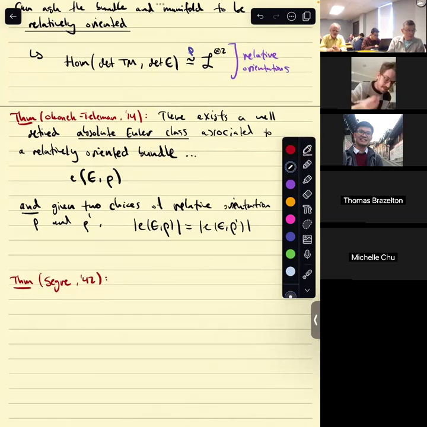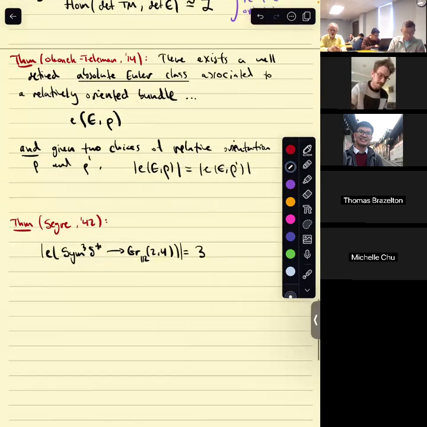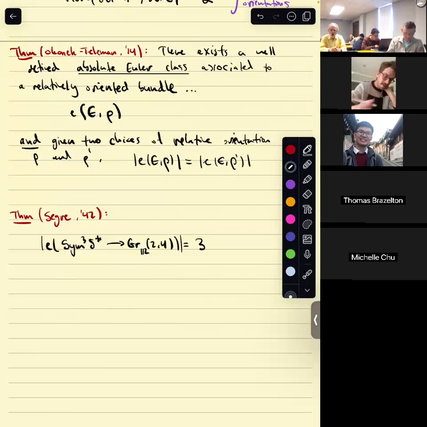And it's basically the following computation. It's the computation that the absolute Euler class of Sym^3 S dual over Gr(2,4) over the reals is equal to 3. Again, with some choice of, maybe let me throw an absolute value here. So what is this telling me? This says the number of lines on a real cubic surface is 3.